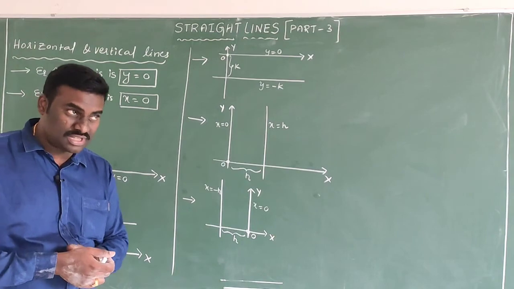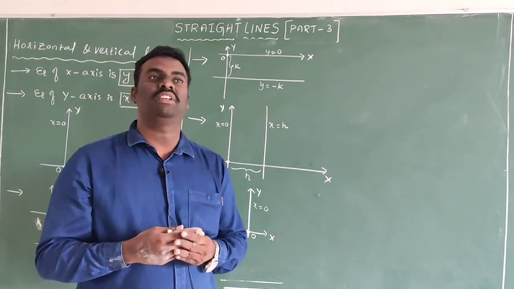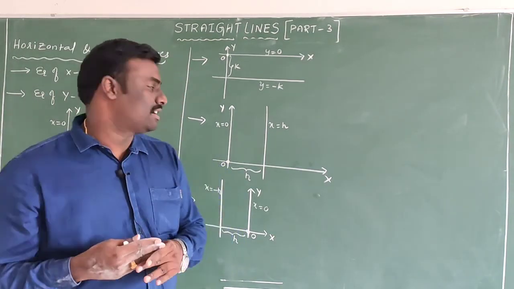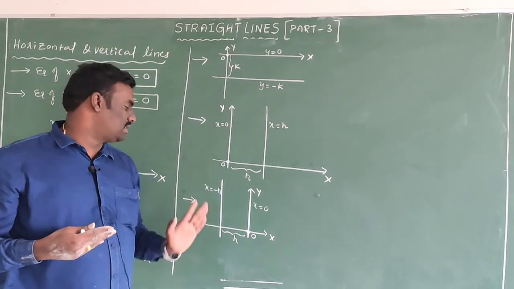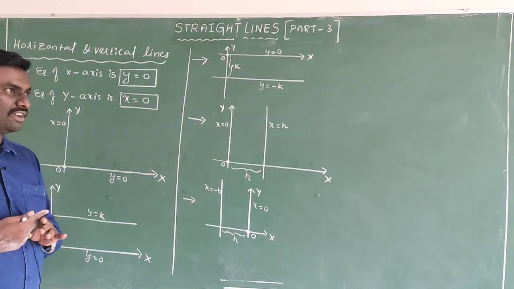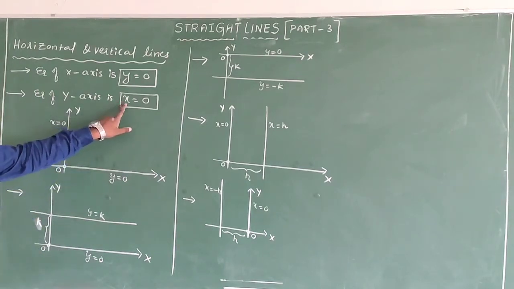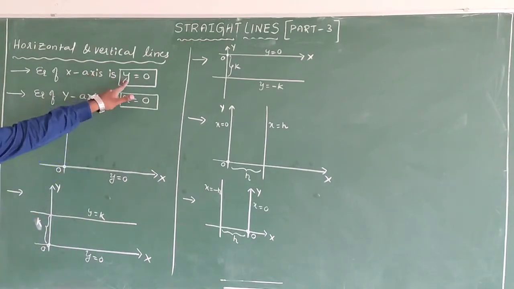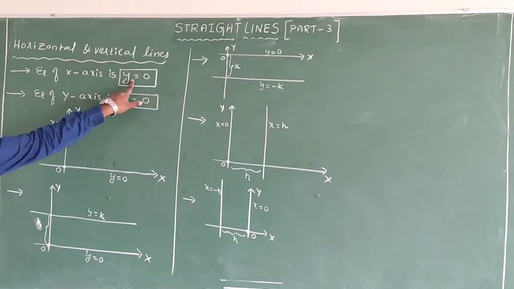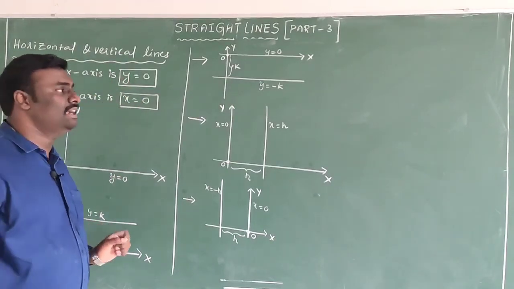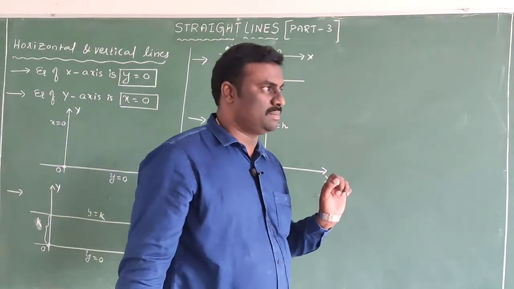Means final conclusion, above means positive will come, below means negative will come, right side means positive will come, left side means negative will come. All horizontal lines start with y is equal to, all vertical lines start with x is equal to. Okay. So this is horizontal lines and vertical lines concept.